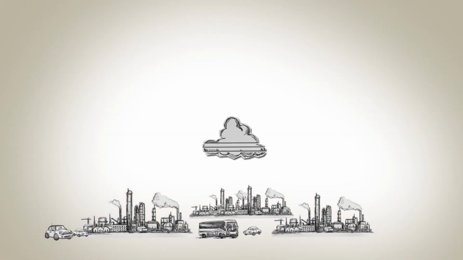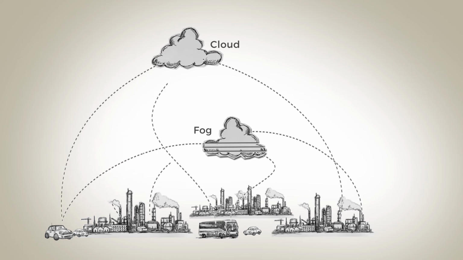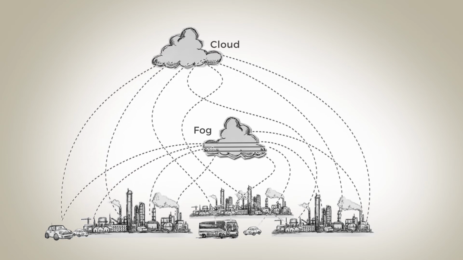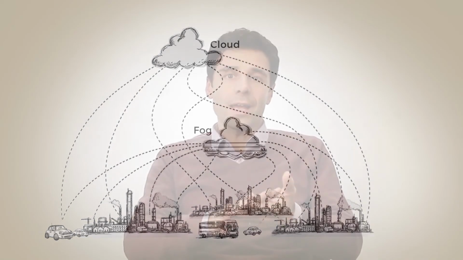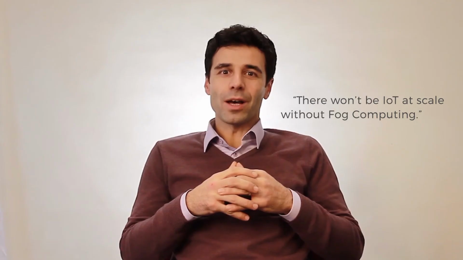I think we will see an emerging paradigm called fog computing, initially combined with cloud computing, in some instances perhaps deployed as just the single paradigm, and eventually there will be a blending of fog and cloud computing into just one fluid computing fabric that can properly address the edge requirements and the data center, or typical data center, requirements. So in essence, there won't be any IoT at scale without fog computing.